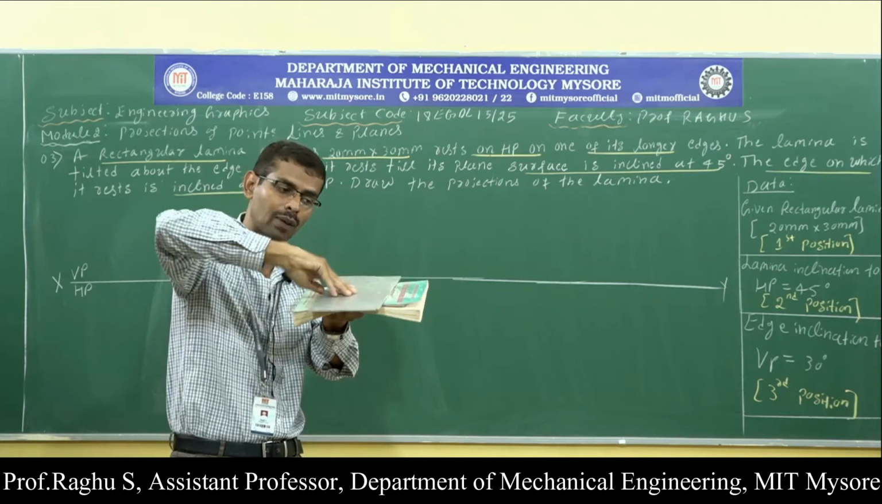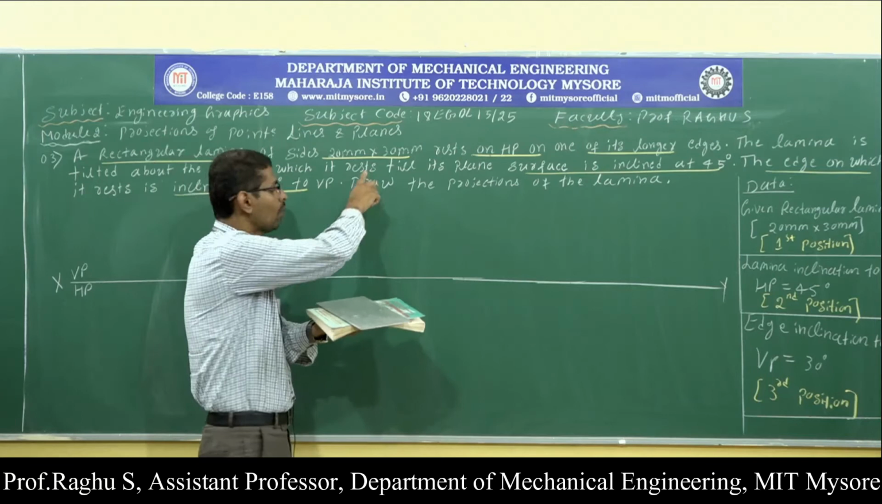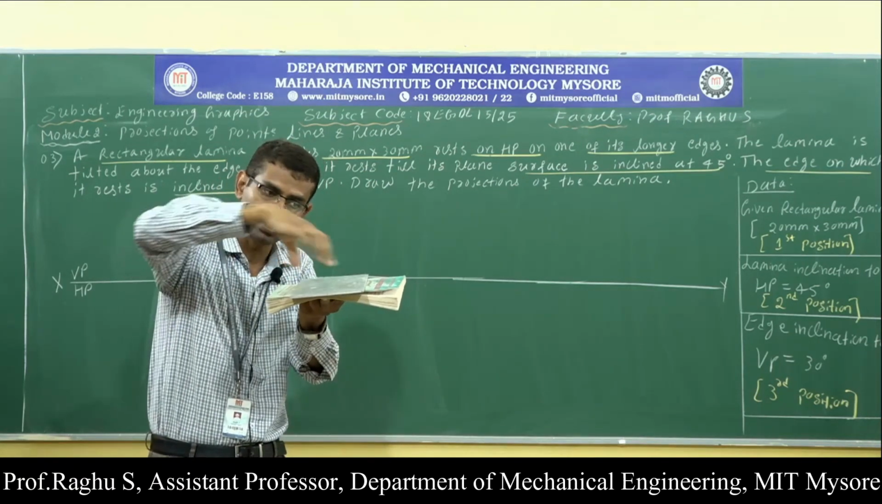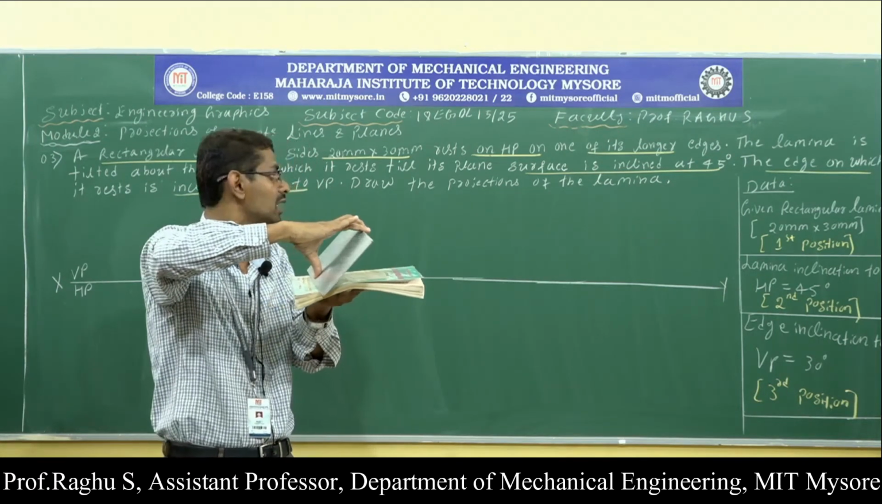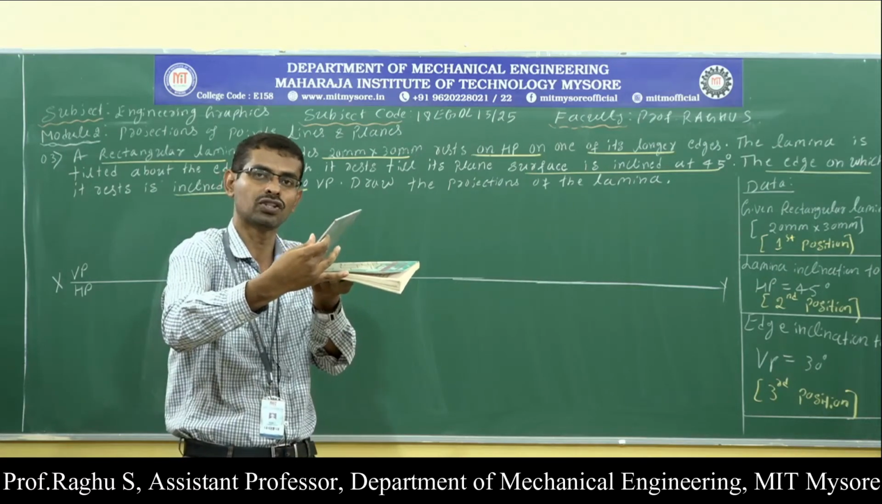I can even tilt the lamina like this. But in the problem, it says the lamina is tilting about the resting side. This is the resting side. Now I am going to tilt the lamina about the resting side till its plane surface makes an angle of 45 degree with respect to HP. This is the 45 degree inclination with respect to HP.